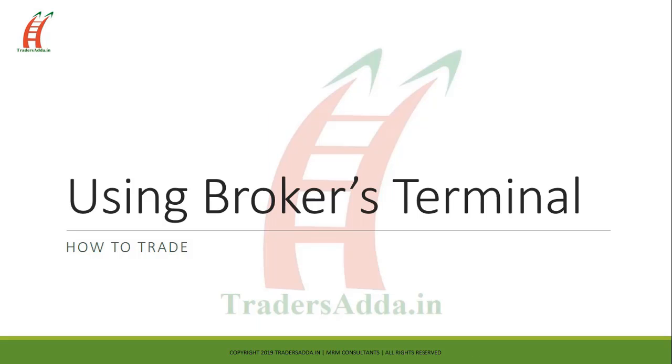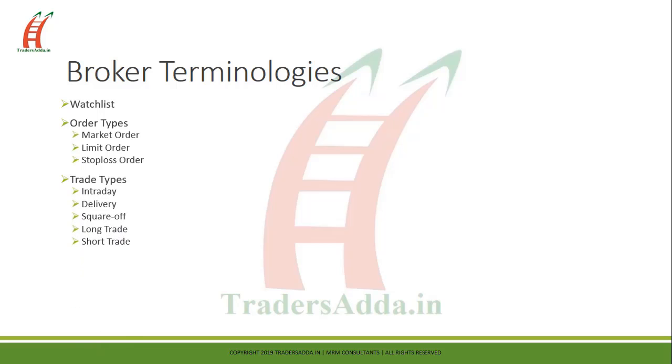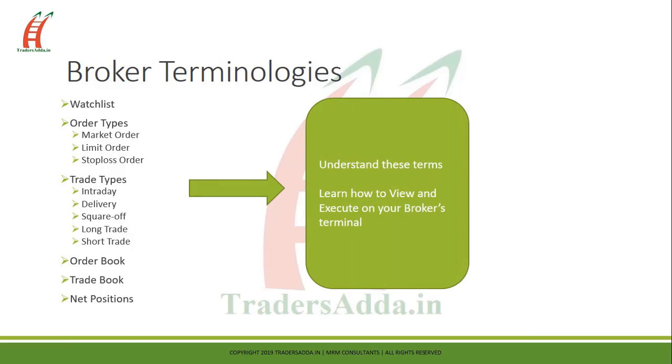Using a broker's terminal. What are the important terms used in a broker terminal? Watch list. Order types are market order, limit order, stop loss order. Different trade types are intraday, delivery, square off, long trade, short trade. Other terms to know are order book, trade book, net positions. Understand these terms and learn how to view and execute on your broker's terminal.